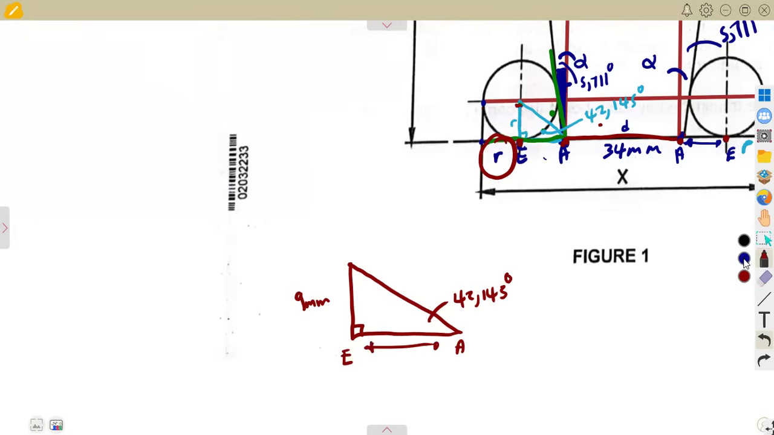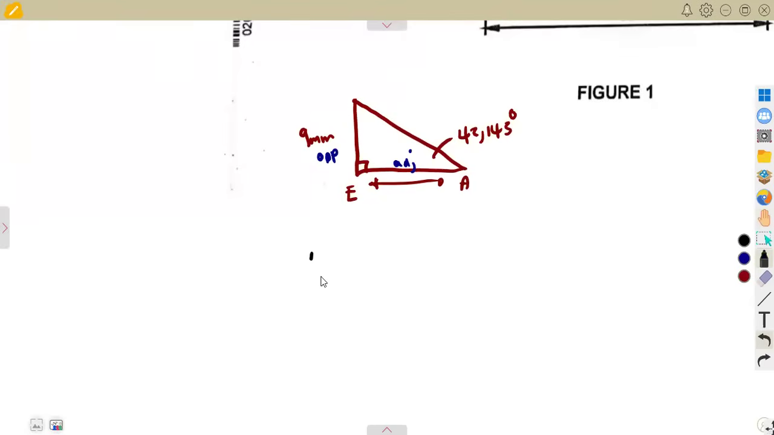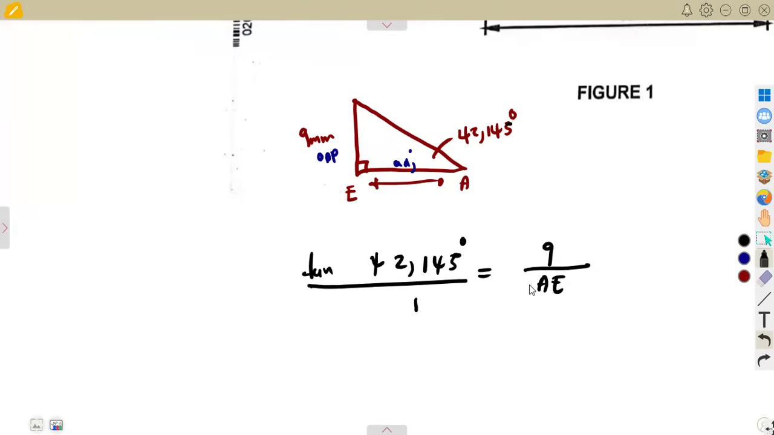From our trigonometrical ratios, we have the opposite and also the adjacent. The ratio of tan can be used from our SOHCAHTOA concept. So the tan of the angle 42.145 degrees is equal to the opposite, which is 9, over the adjacent, which is AE. In this case, we can calculate AE if we cross multiply. That is going to be AE times the tan of 42.145 degrees, which is equal to 1 times 9, which is 9.